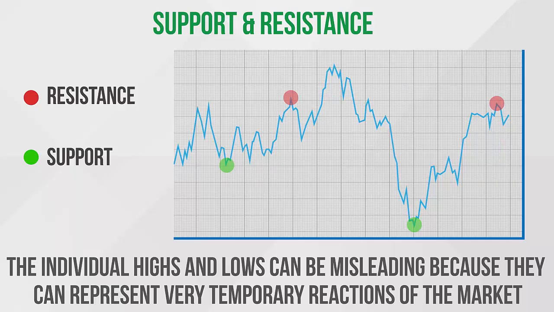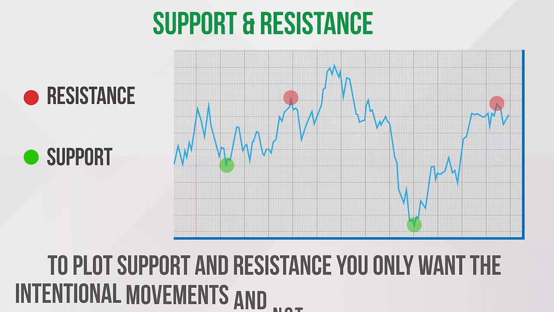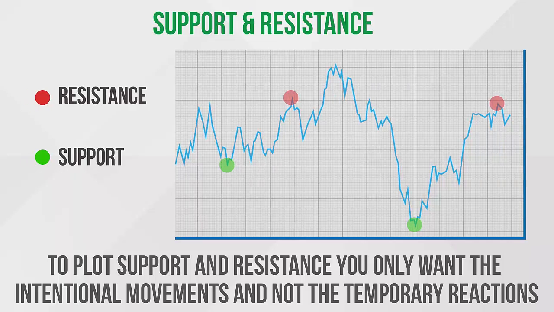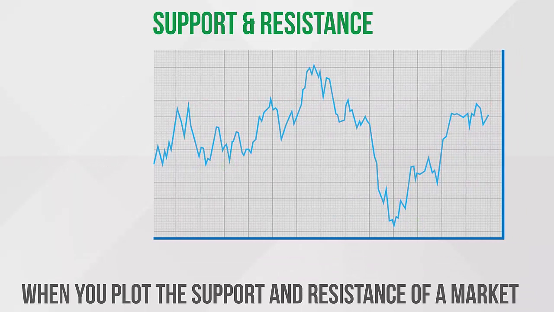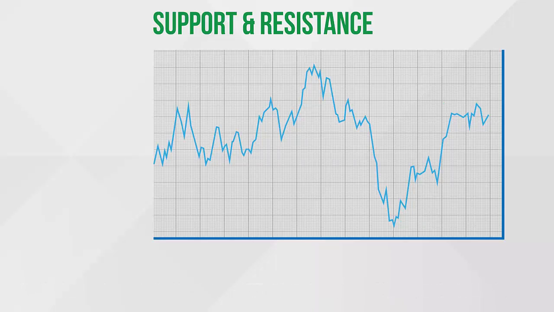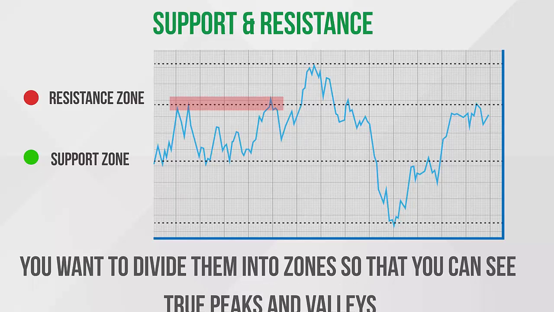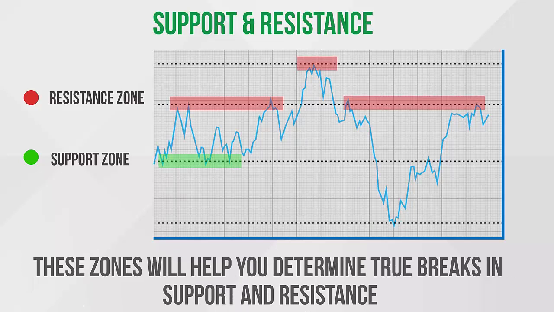The individual highs and lows can be misleading because they can represent very temporary reactions of the market. To plot support and resistance levels, you only want the intentional movements and not the temporary reactions. When you plot the support and resistance of a market, you want to divide them into zones so that you can see true peaks and valleys. These zones will help you determine true breaks in support and resistance rather than the false ones that can cause you to lose a lot of money.